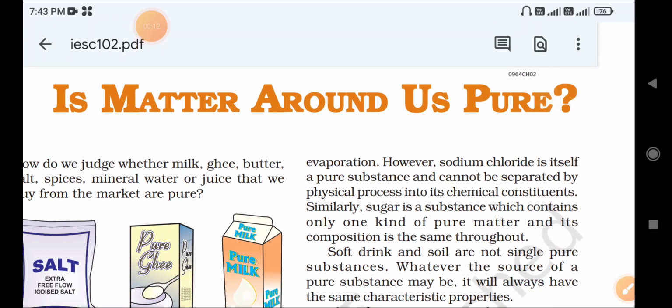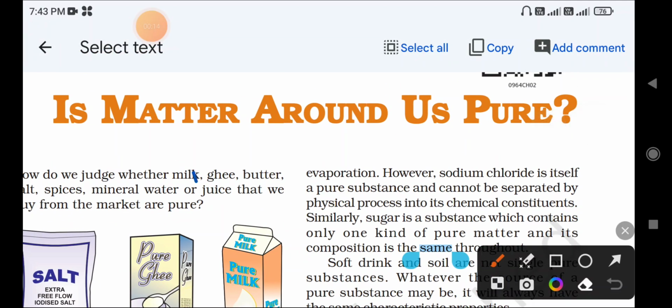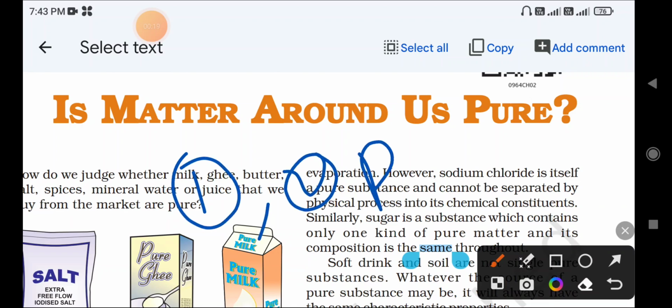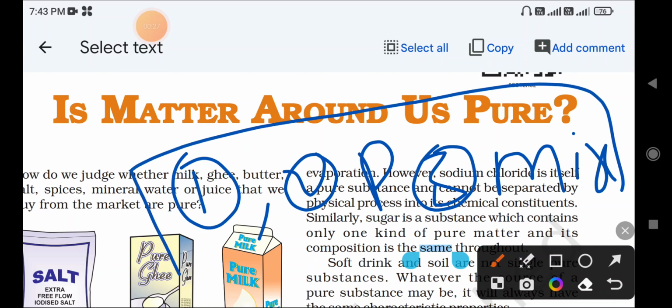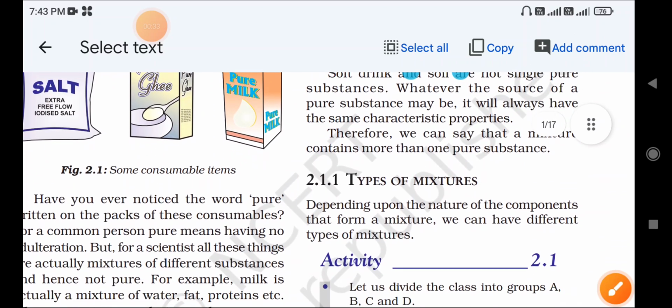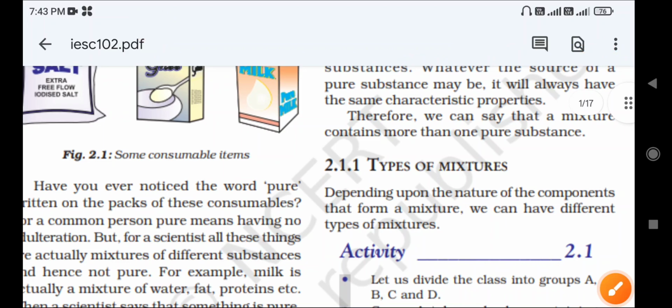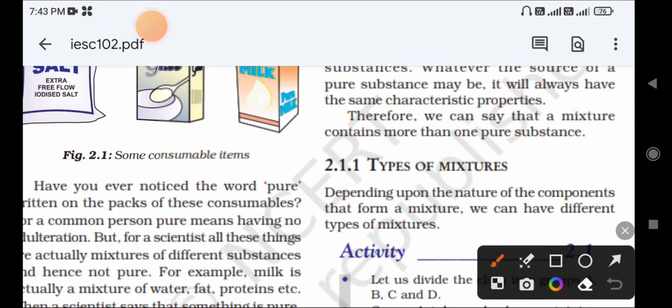In the previous video we discussed what is matter and also what is a pure substance and a mixture. We discussed it in detail. For all these topics, we can search in our playlist. You will get it. Now the next topic is types of mixtures.